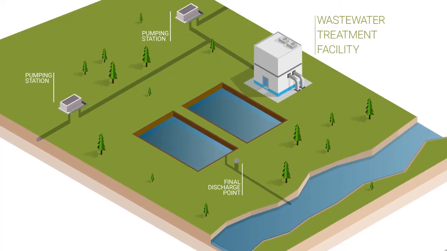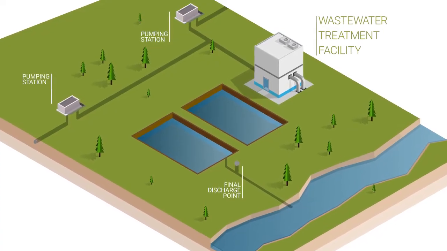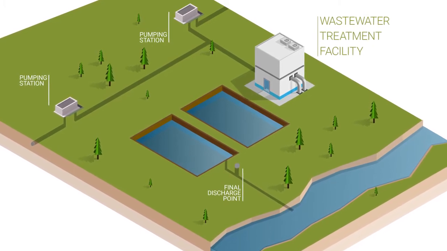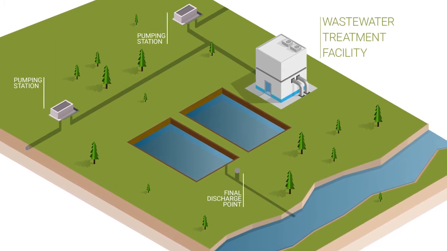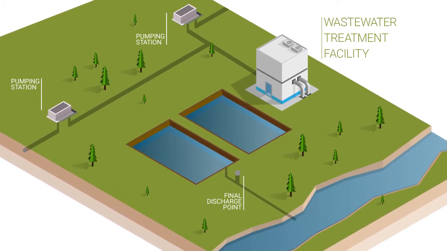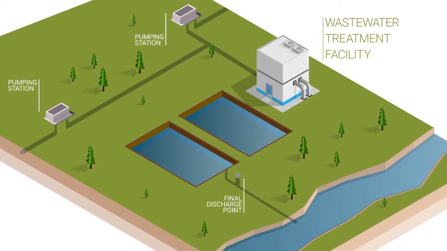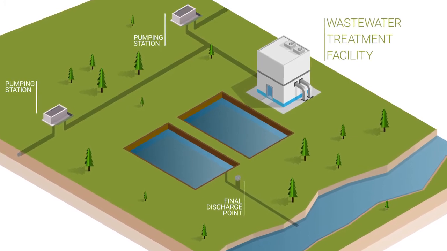All effluent samples must be collected from the system's final discharge point. This is the point at which the wastewater system's operator no longer has control over the quality of effluent. The final discharge point is typically the point after the effluent has undergone all of the treatment processes.